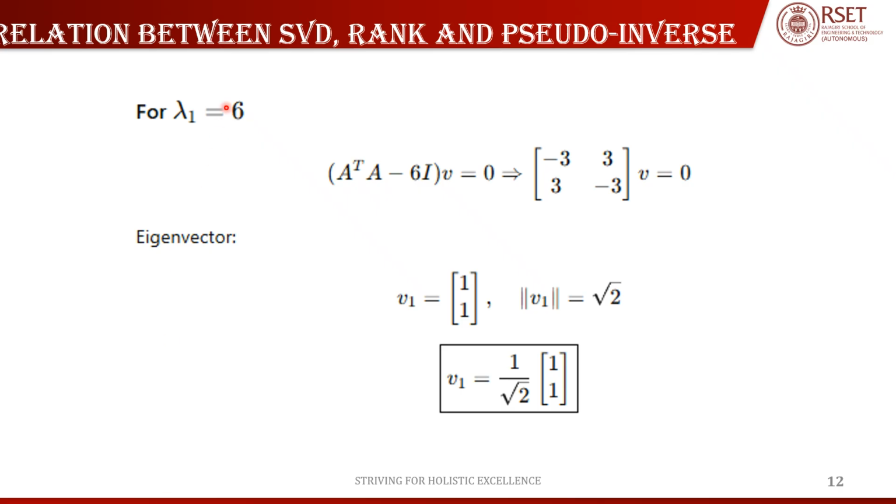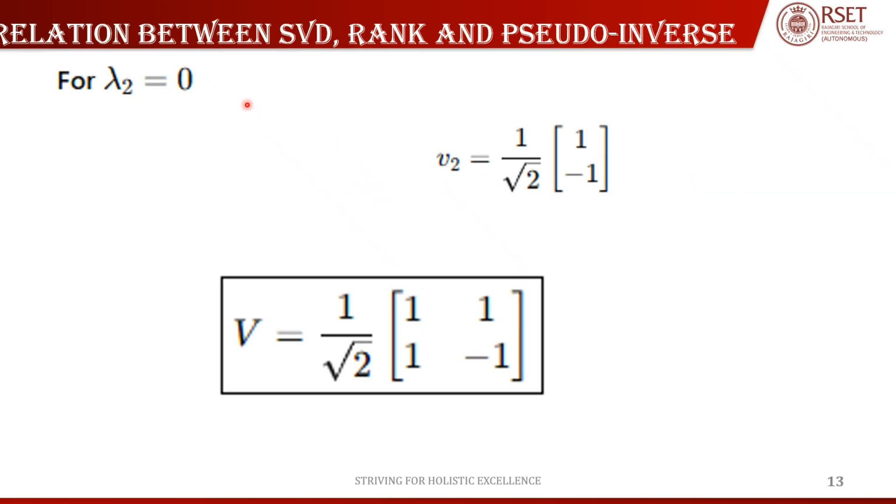Now we have the eigenvalue lambda 1 is equal to 6. Let's find the eigenvector. So here you have A transpose A minus 6 I times V is equal to 0, and your V is equal to 1 1. Okay, your eigenvector will be 1 1. Then to normalize it, you will divide it by the square root of the sum of squares of the entries, and we have V1 is equal to 1 by root 2 times 1 1.